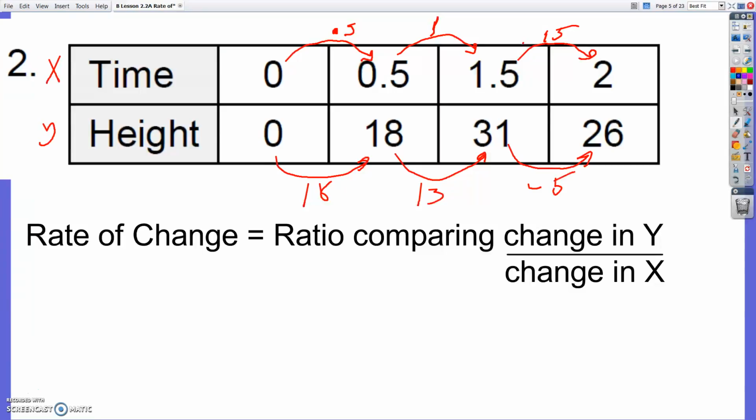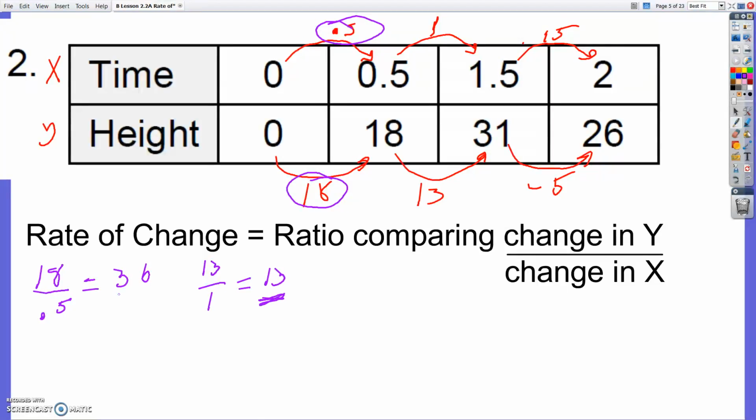So what I want to do is look at the change in y and compare it to the change in x. So on my first one, I'm going to have the change, which is 18 over 0.5. I'm looking at these numbers right here, the difference between the two, and that simplifies to 36. Now on number 2, for all these to be equivalent, I'm going to need to make sure all the ratios are 36. So now I'm going to have the change of 13 over 1, which simplifies to 13.